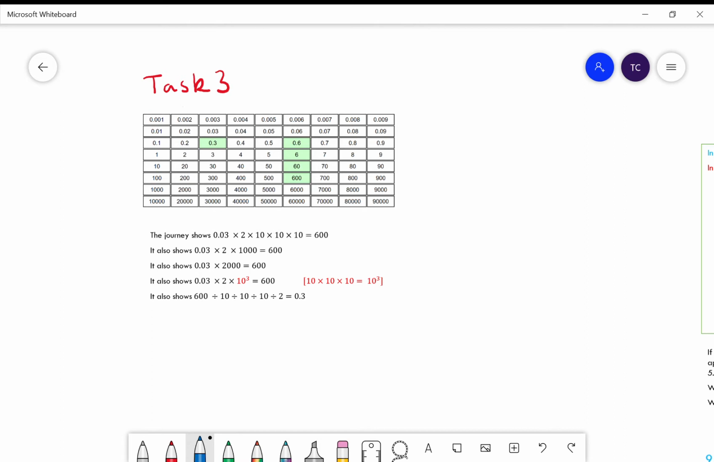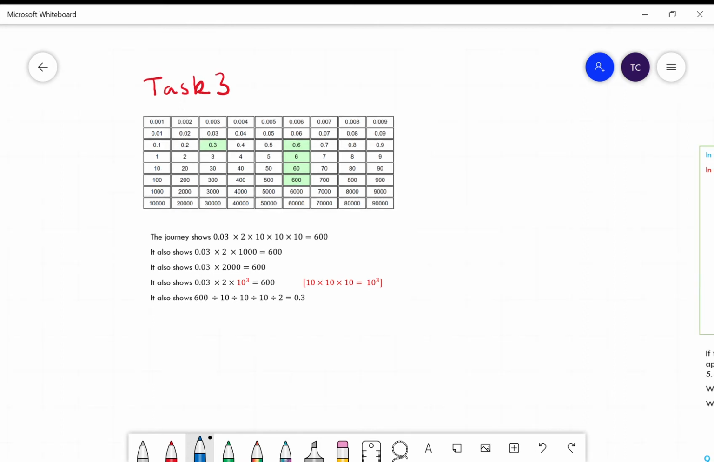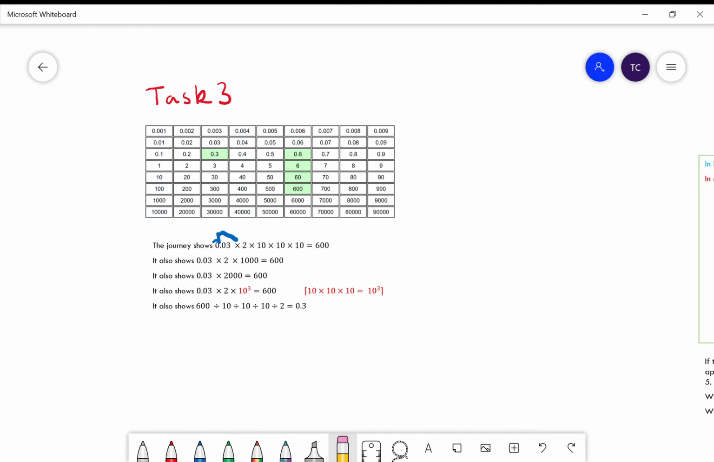So in this video, I'm just going to show you these different journeys that I've asked you to have a look at. And hopefully you'll be able to see what I'm talking about, and then you might find this quite useful. So it tells you, first of all, the journey shows 0.03 times 2 times 10 times 10 times 10 is equal to 600. And I'm just going to show you using my pen what this means. Okay, and I'll show you some other examples as well that are maybe not here that will give you an idea of what we're talking about.